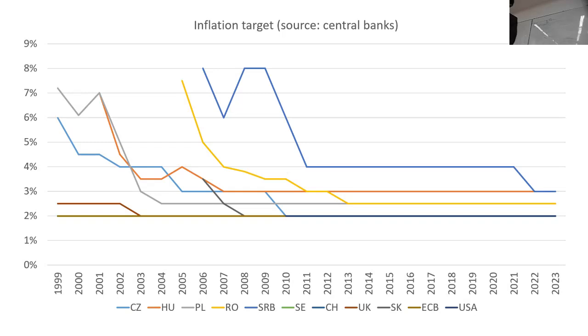Because the Balassa-Samuelson effect suggests that until your productivity increases in your tradable sectors within the economy, then you should have higher inflation. So this can be the reason behind the 3% instead of the 2%.